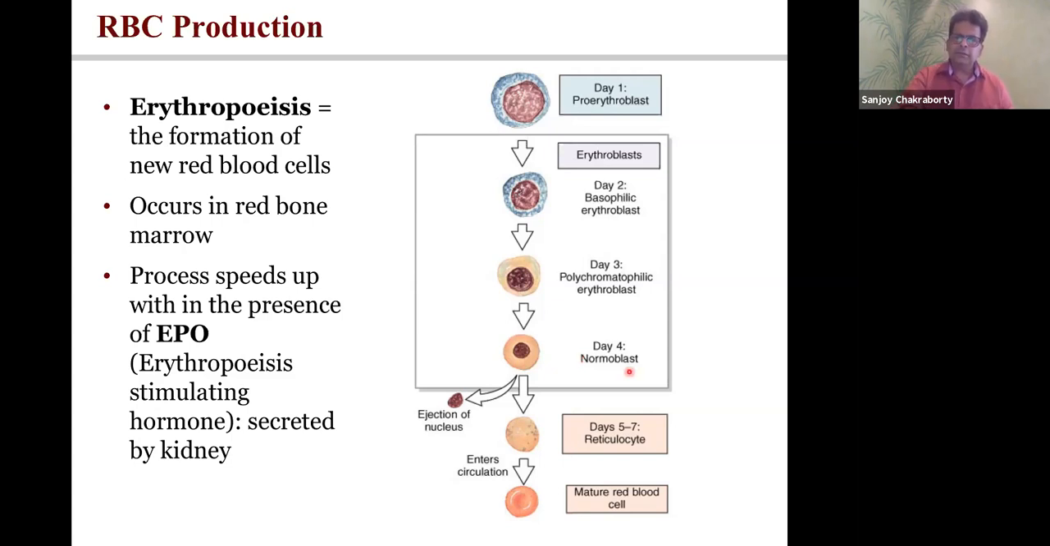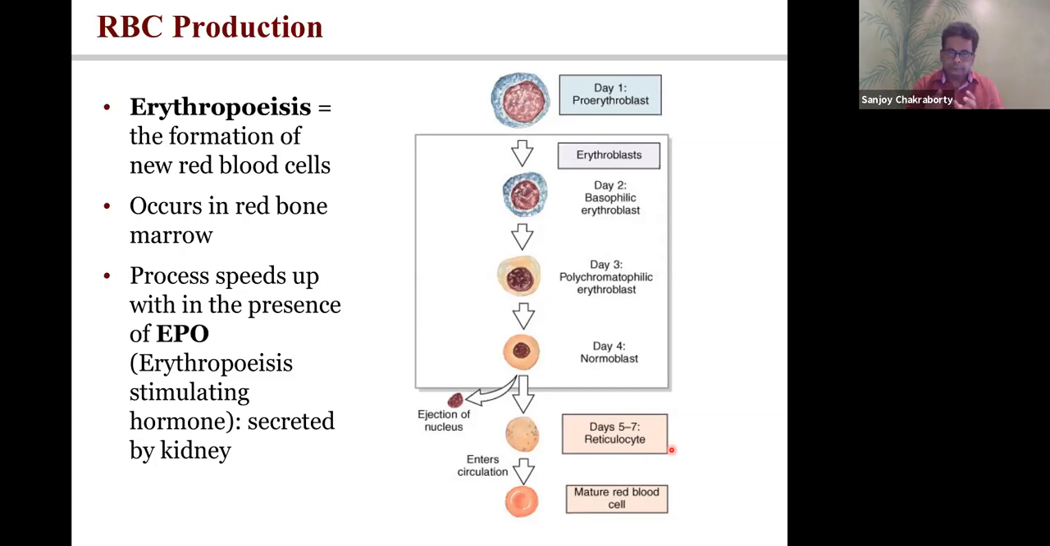So the normoblast is the stage when they throw the nucleus out and become a reticulocyte. That reticulocyte comes from the bone marrow into the circulation, and within approximately 24 hours, they become a mature red blood cell. So you've got to know these series of steps. From the proerythroblast, different stages of erythroblast. The first one is basophilic erythroblast, then polychromatophilic erythroblast, then normoblast. At the normoblast stage, boom, they eject the nucleus. What do they become? They become a reticulocyte. Once they become a reticulocyte, they can come into the circulation.